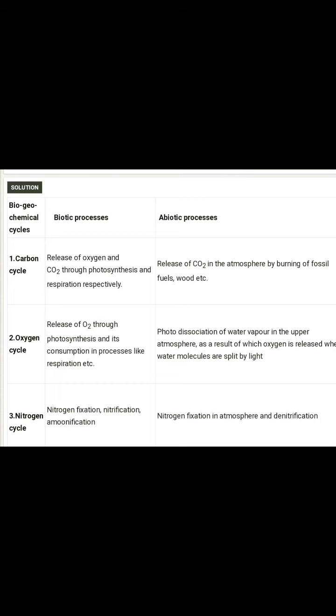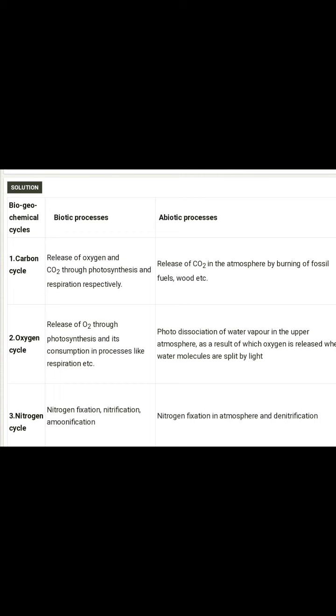Second one is the oxygen cycle. So, release of oxygen through the respiration process. In this process the biotic entities are involved. So that is the biotic process. And the abiotic process is photo dissociation of water vapor in the upper atmosphere, as a result of which oxygen is released when water molecules are split by light.